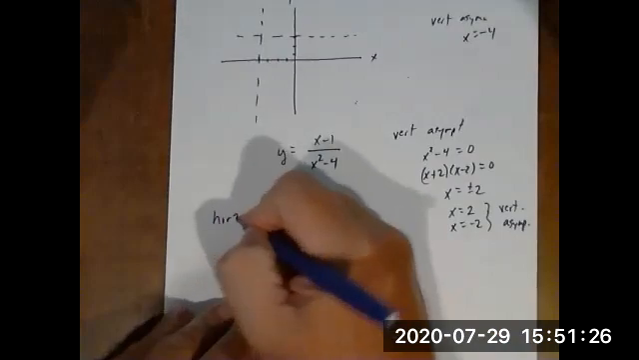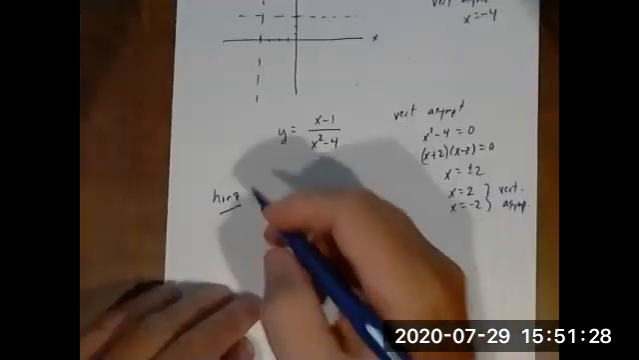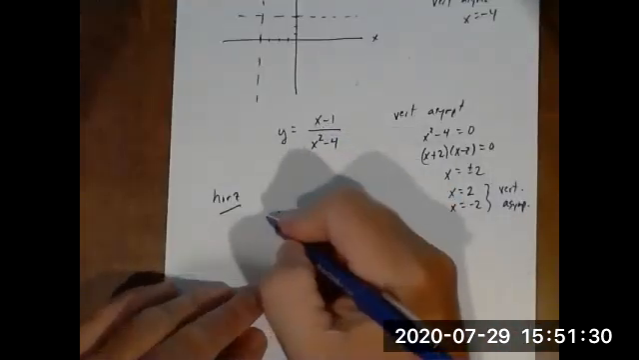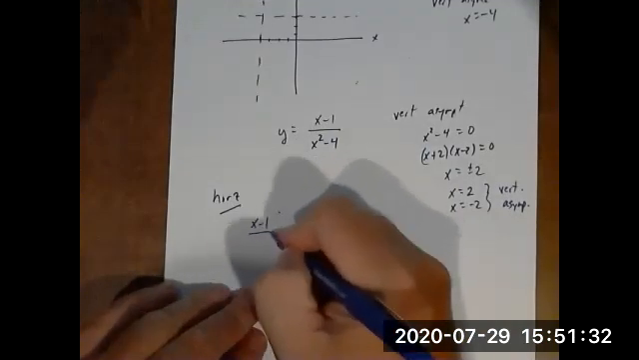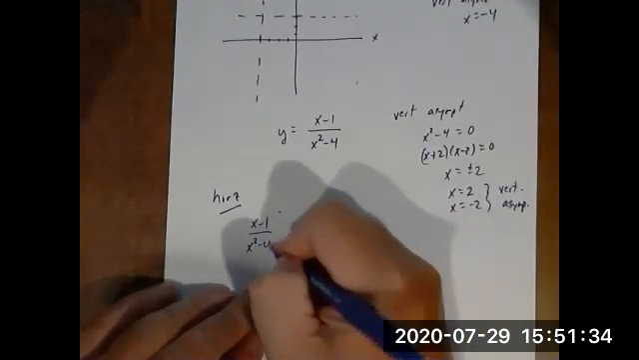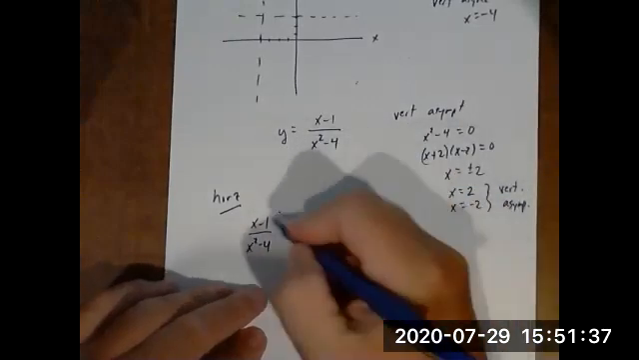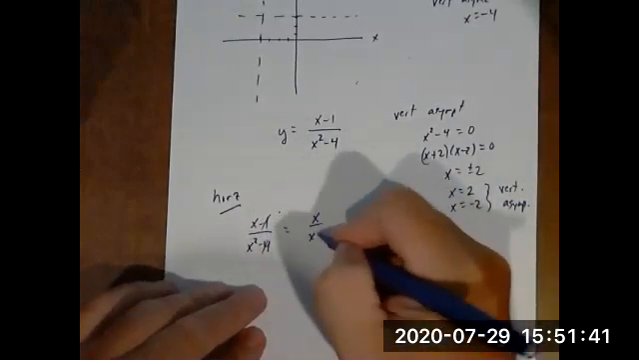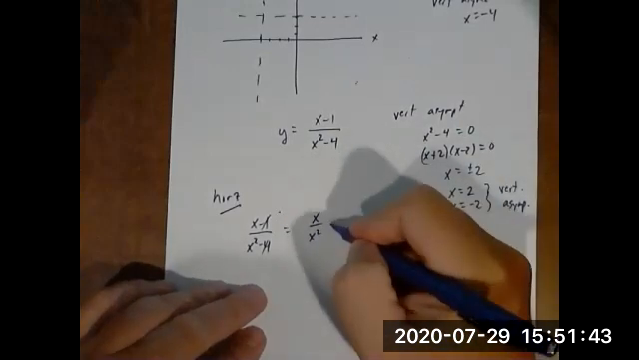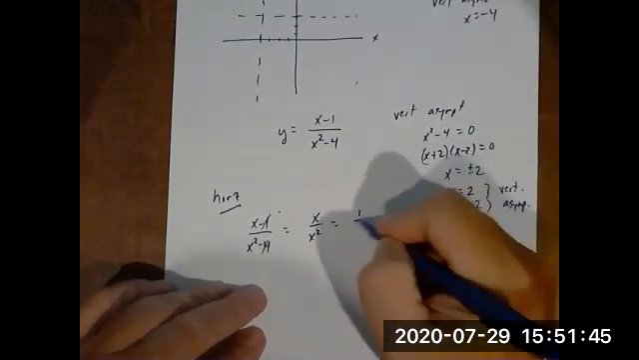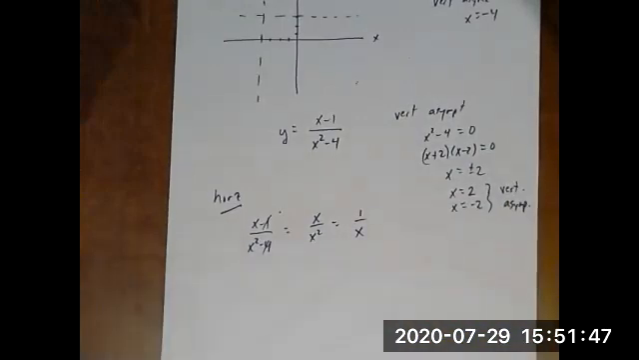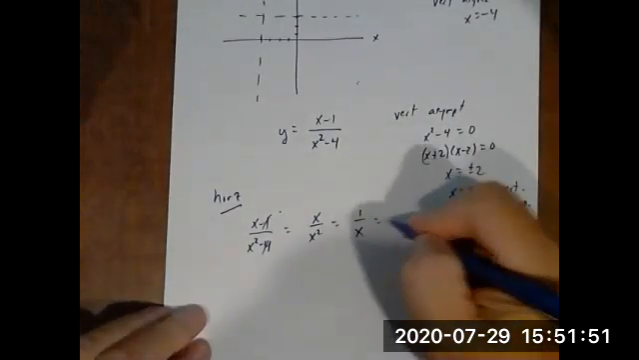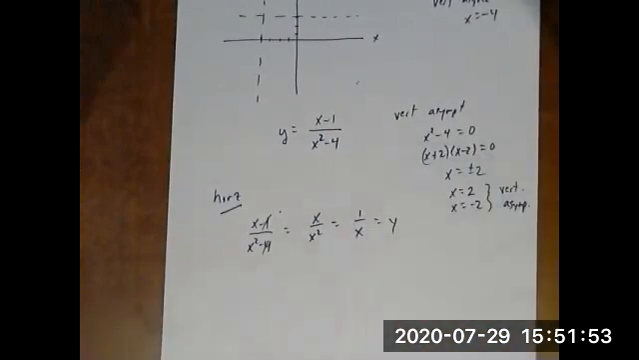For the horizontal, the leading terms, let me just write it all out to start with. This goes away, this goes away. I'm left with x over x squared. If I cancel, I'm left with 1 over x. So this is going to be my y, or this is going to be my horizontal asymptote.